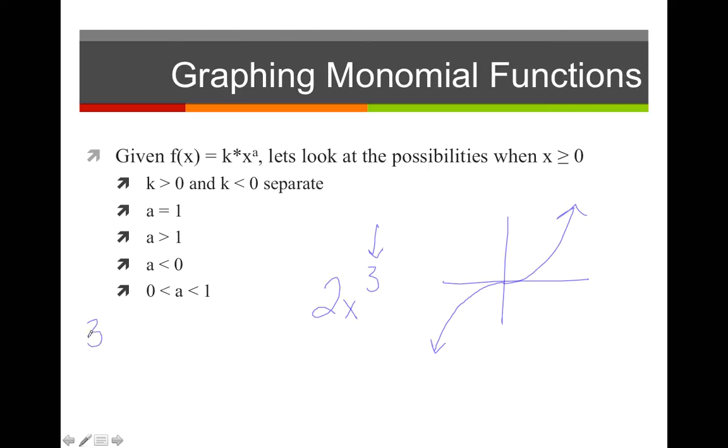If I was to give you 3x to the negative 2, well, I know because k is positive and it's a negative exponent, it's going to be in here in quadrant 1, but because that's even, it's going to be an even function, and therefore it's going to do this. And I can use this knowledge to help me know what the parent function is going to look like. That's really essentially what I need you guys to know: the parent function for any other type of function that we're going to deal with.